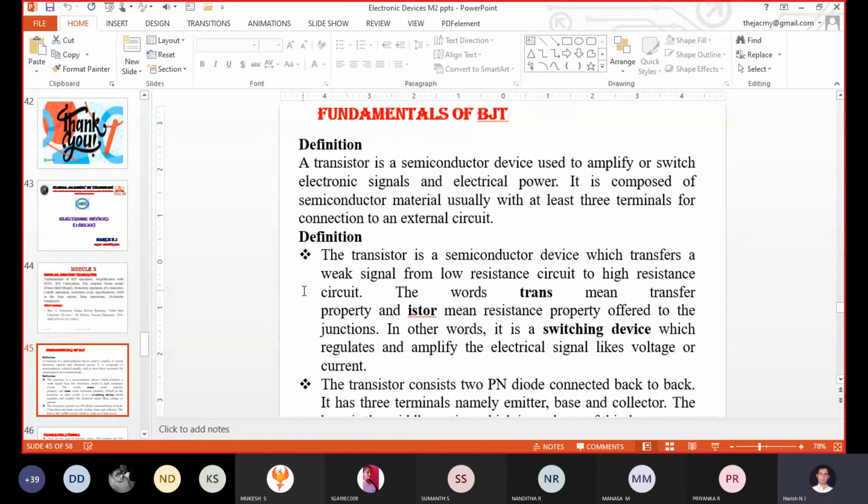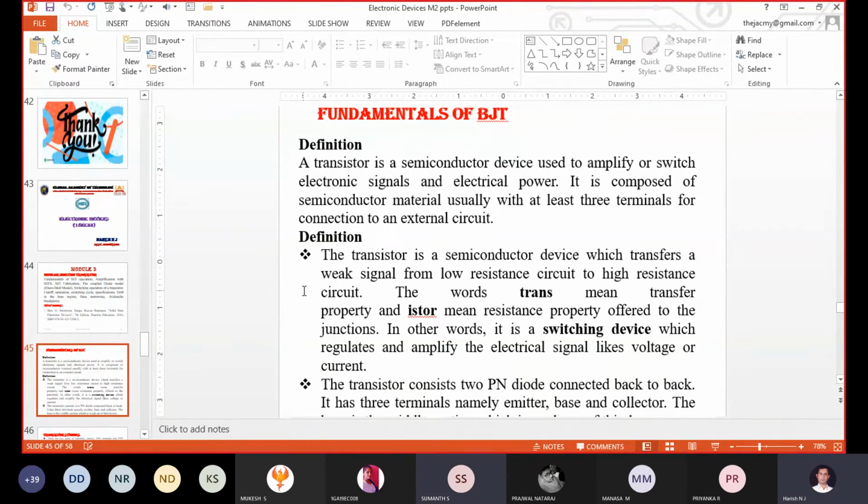Because of bipolar, the BJT concept is not new to you. Fast, please don't waste the time. So it amplifies weak signals. Yes, the bipolar junction transistor is used as an amplifier. Amplifier means it will enhance the weak signal, it will strengthen the weak signal. That is the application of the transistor. I am asking about definitions.